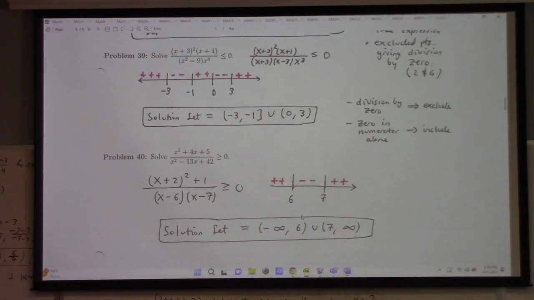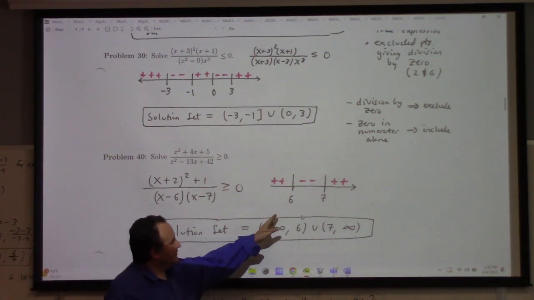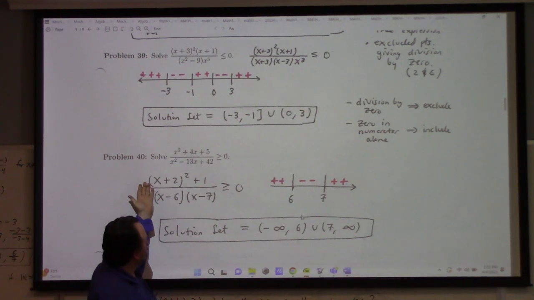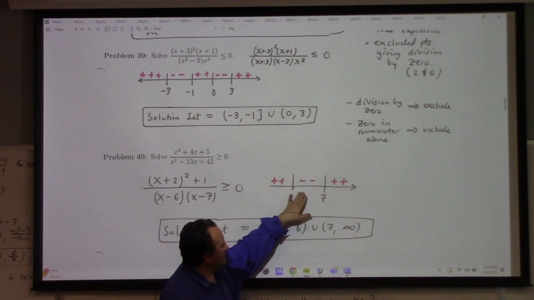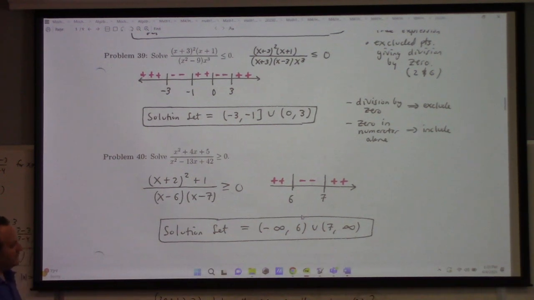And then the denominator factors to (x minus 6) times (x minus 7). Critical numbers 6 and 7. If I plug in a point like 10, you can easily see that this is positive. It flips signs at the 6 and the 7, so we get plus, minus, plus. I'm looking for where it's greater than or equal to 0, so I look for the pluses. I go minus infinity to 6, and then 7 to infinity. Both 6 and 7 have to be excluded because they both give division by 0.